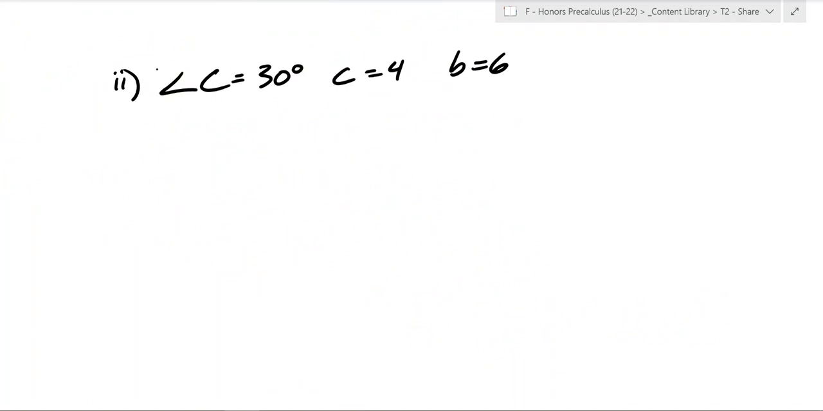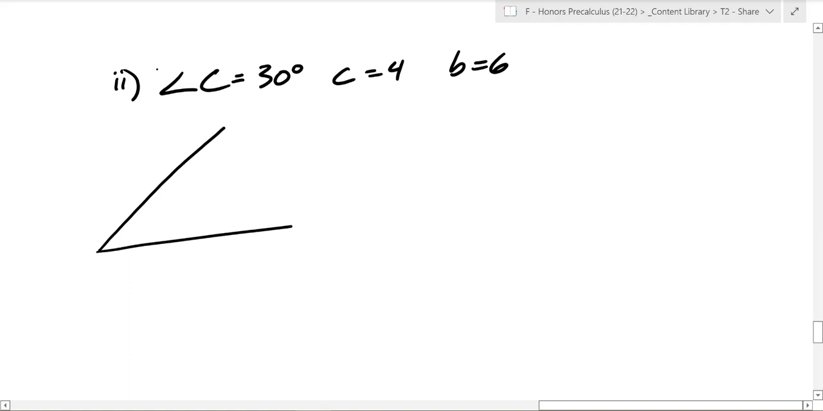I'm going to do 2 over to the side so there's more space. So what's going on here is we have 30 degrees, 4 and 6 as our 2 other sides. So when we draw this, we have to be very careful about it. The initial angle right here is going to be 30 degrees. So we'll call that C right there. And then the opposite side is going to be 4. And then B is going to be 6.